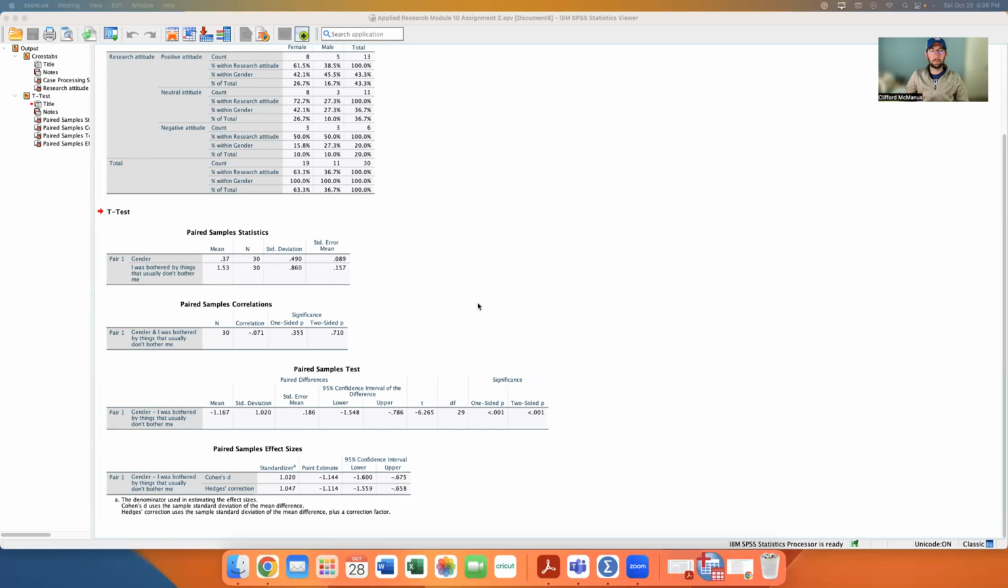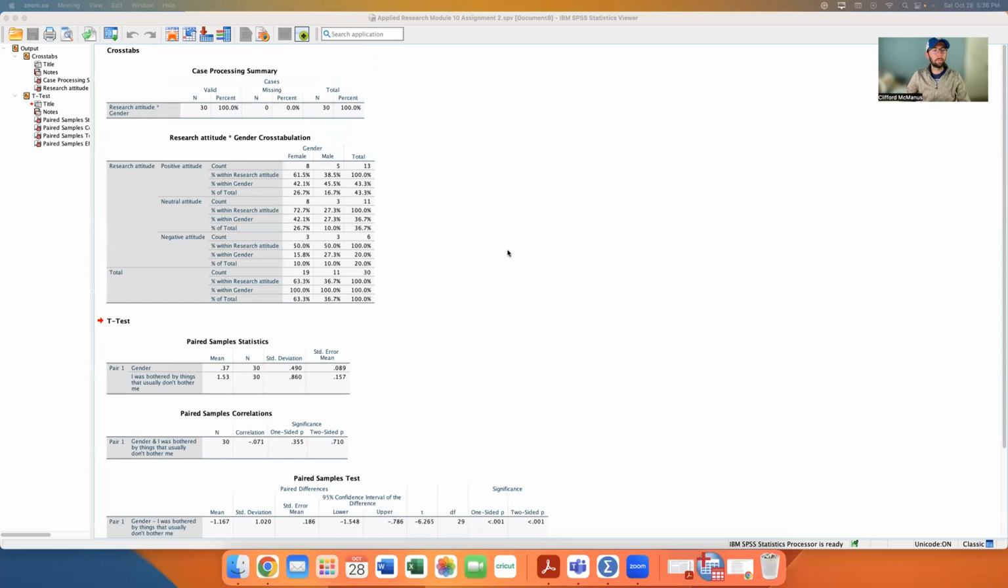I will be doing a bivariate analysis next. We are looking at the same data set provided to me through the University of Kentucky. So with the same sample size of 30, the first thing I did to determine a relationship between two variables is I ran a crosstab, or a cross tabulation. I looked at gender for one variable and then the research attitude for the second variable.